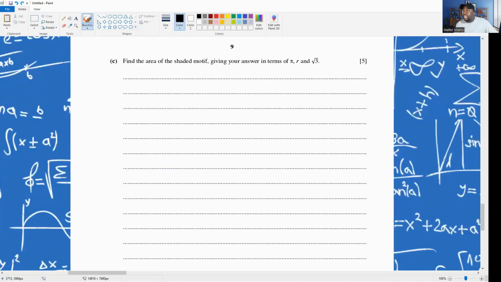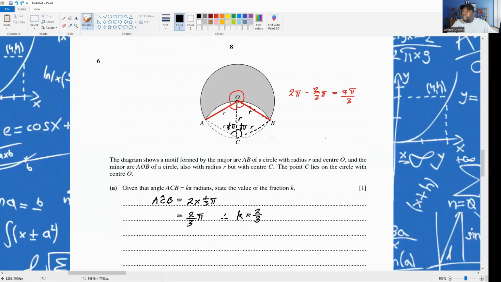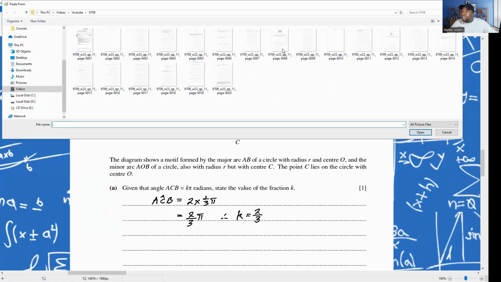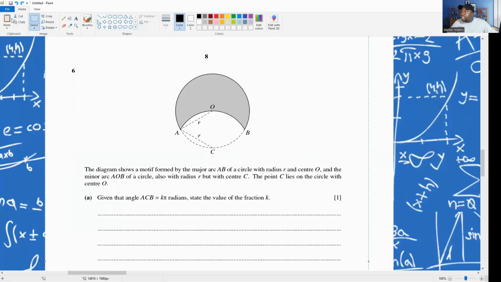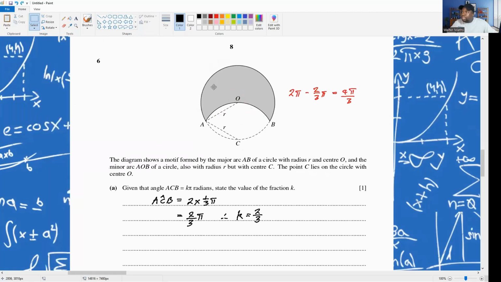On part C, the question says, we should find the area of the motif, giving your answer in terms of pi, r, and root 3. So here we want to look at the area. For the area of this shape here, I want to remove everything I wrote on it. So let me do a quick one here. Okay, so I'm replacing the original diagram here. So we have it now and it's all good.